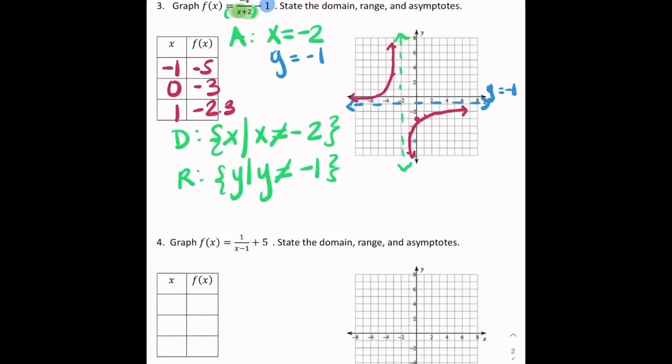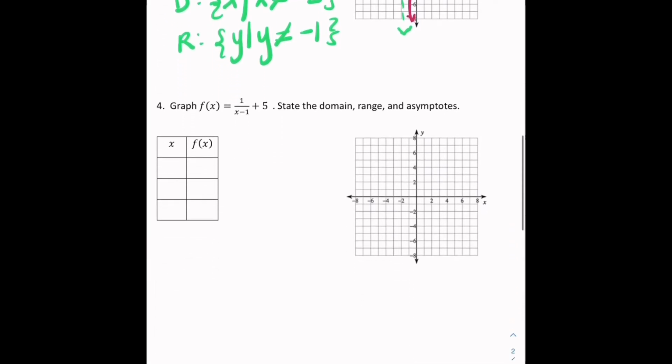Let's try another one. Super similar. So it says graph f of x is equal to 1 over x minus 1 plus 5. State domain, range, and asymptote. So what we're going to do, let's look at the denominator first.